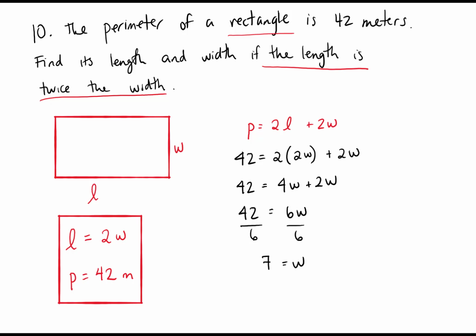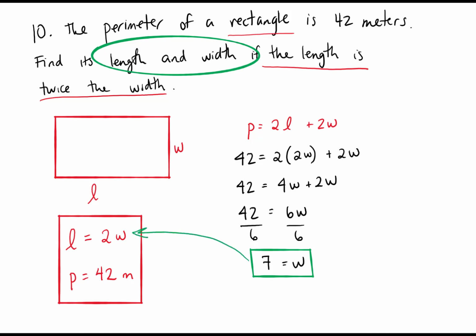Now 7 is just one of the answers. I was asked to find its length and the width. And right now, the only thing I found is the width. So I need to take that information and plug it back into that equation there. And so I'm going to say the length is twice the width. And the width I know is 7. So my length is 14. And that's my second answer.